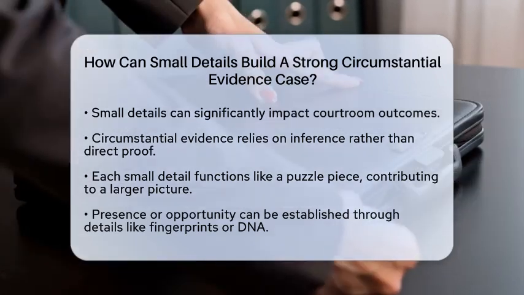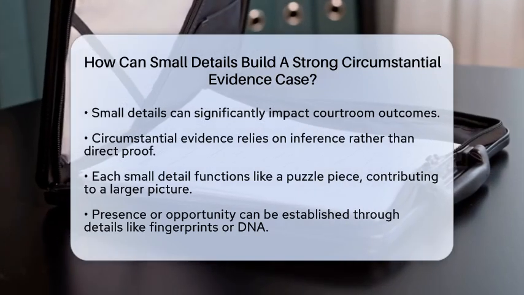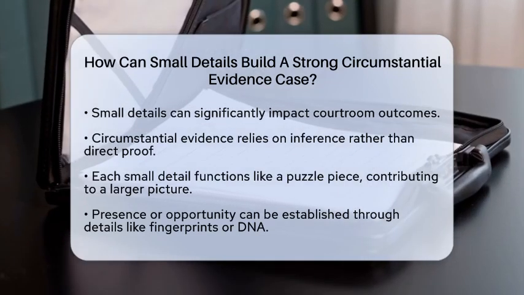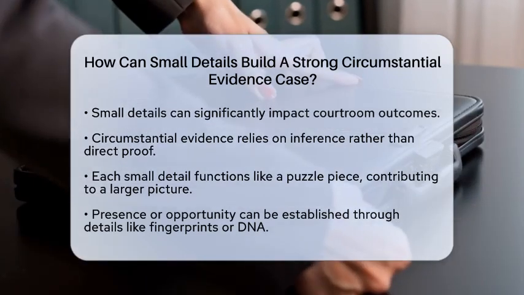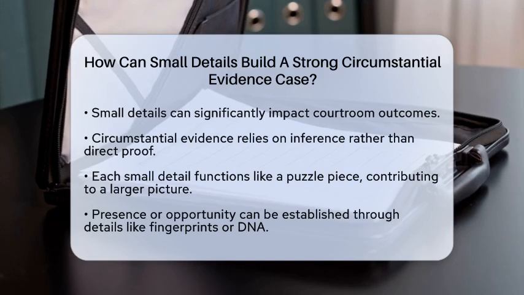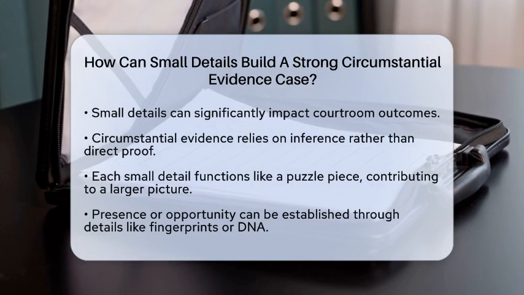Circumstantial evidence is different from direct evidence. It relies on inference rather than straightforward proof. Each small detail acts like a puzzle piece. When combined, they create a picture that points to a conclusion, such as a person's guilt or innocence. To understand this better, let's look at how small details play a role.